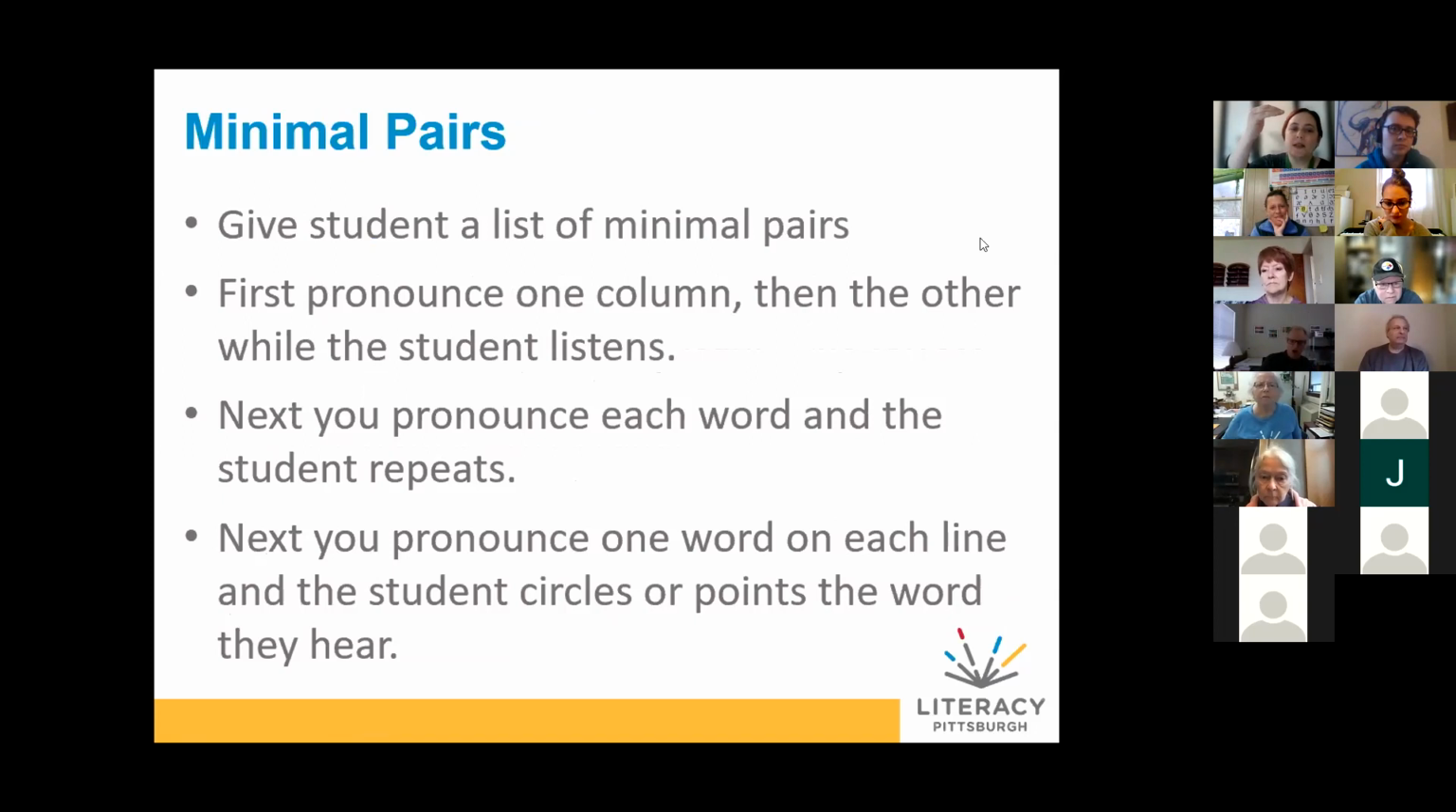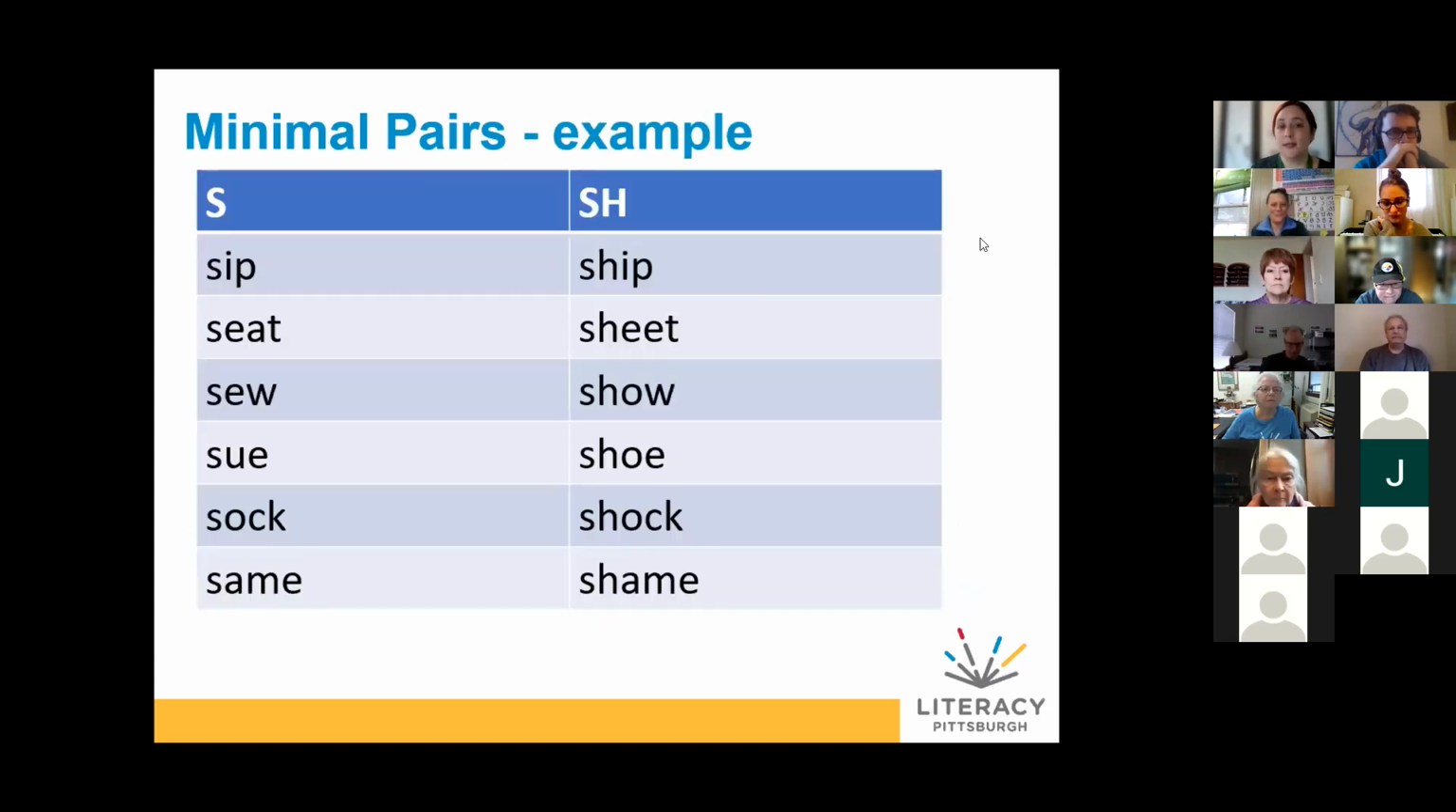Then you're going to pronounce each word and the student's going to repeat it for one column and then the next column. Then you're going to pronounce one of the words across each row. It's going to make more sense in a second because it's rows and columns. One word on each line, and the student's going to either point or circle the word that they hear. So here's an example of minimal pairs. The only difference is the sound s versus sh.